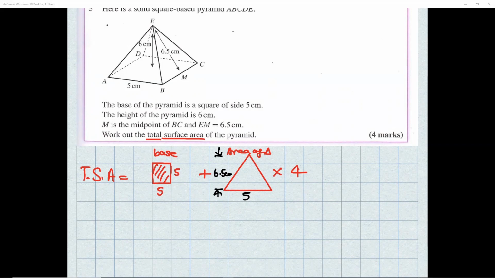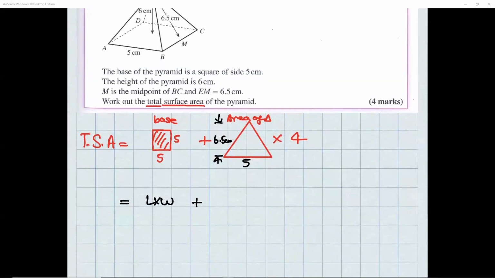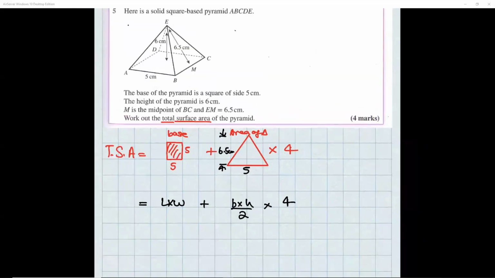Okay, lovely. So you give me a nice idea. I like the idea. Let's put the formula on. What's the formula for the area of the base? 5 times 5. Yeah, length times by width. And what's the formula for the area of a triangle? Base times height divided by 2. And then times it by? Times by 4. Sorted. Lovely.